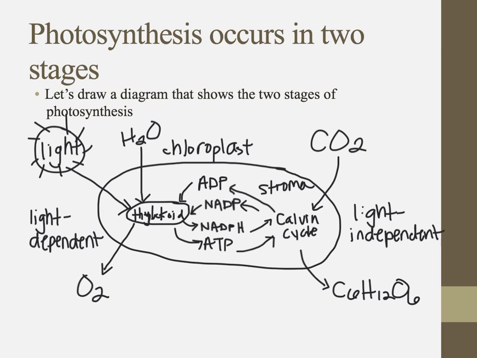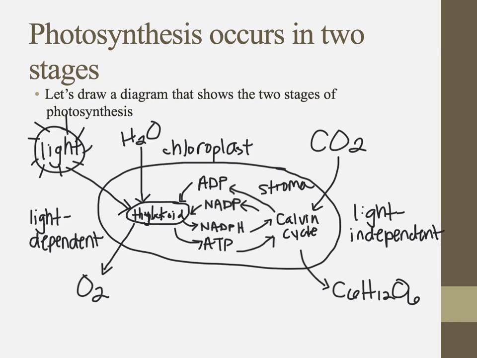So don't get fooled, okay? Photosynthesis does produce ATP, but it's not for the rest of the cell to use. It produces it and uses it in the same process, so it's really not available for cells to use.